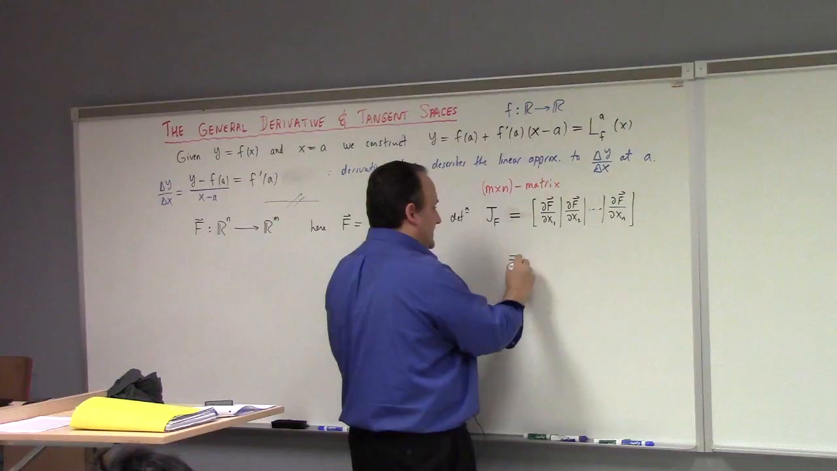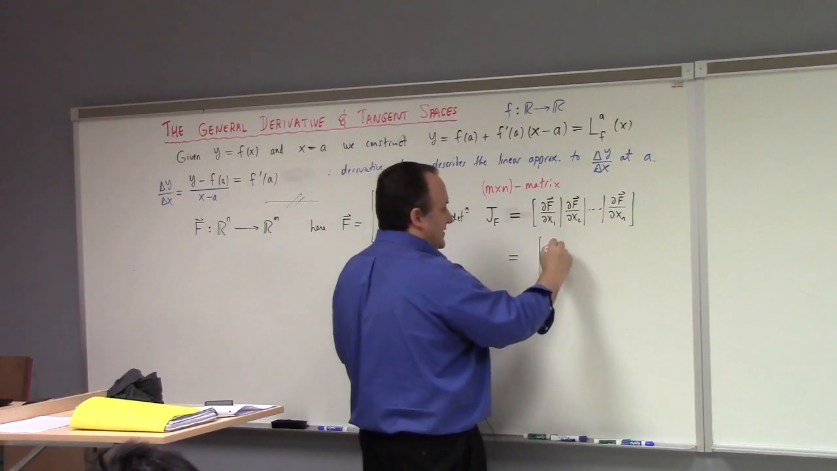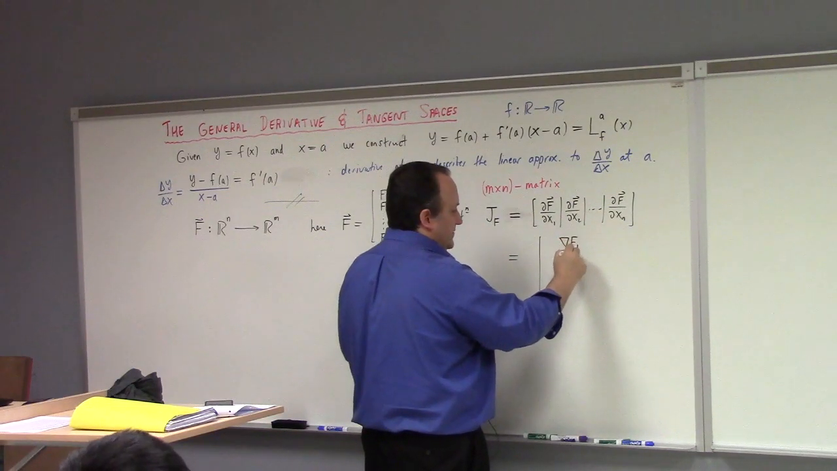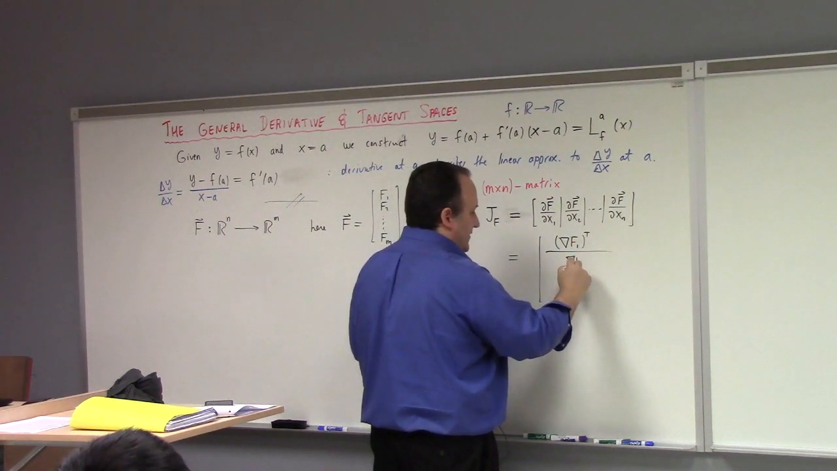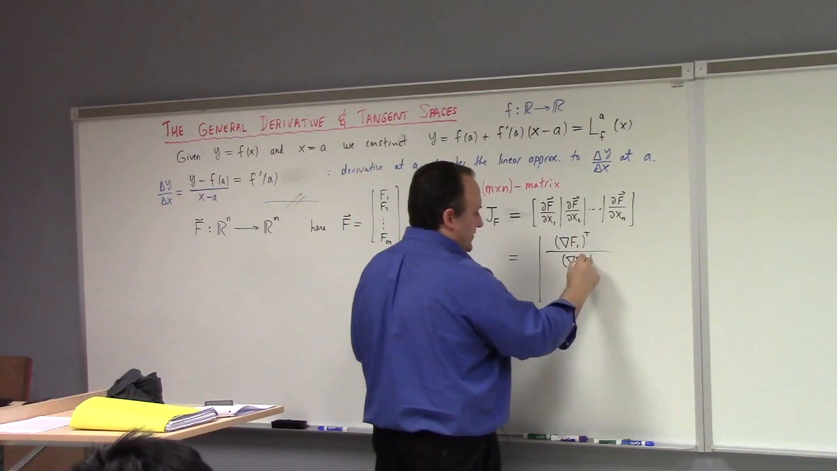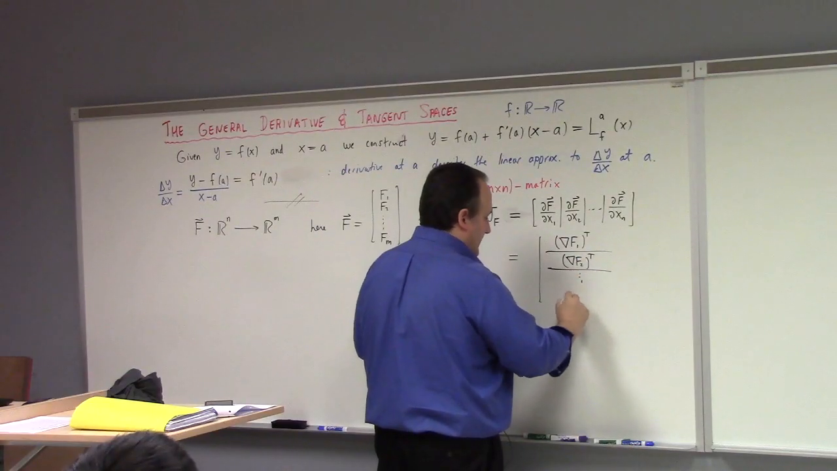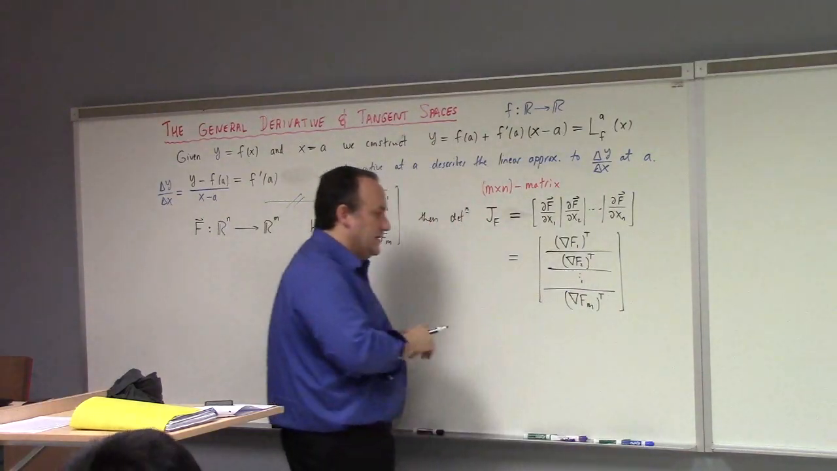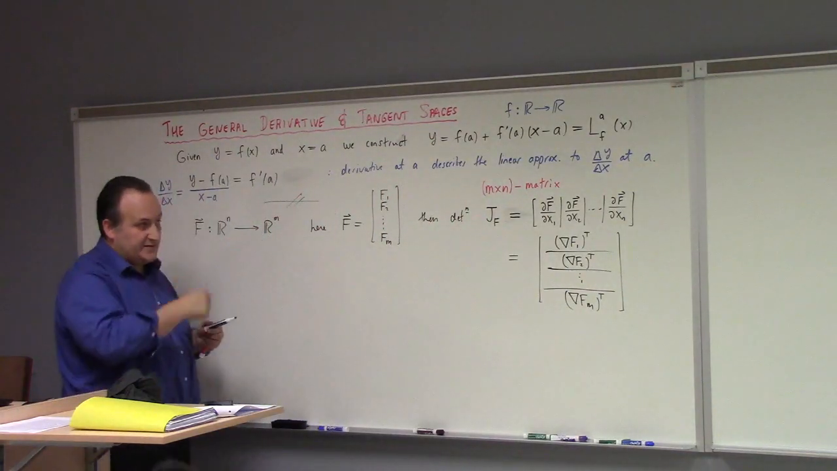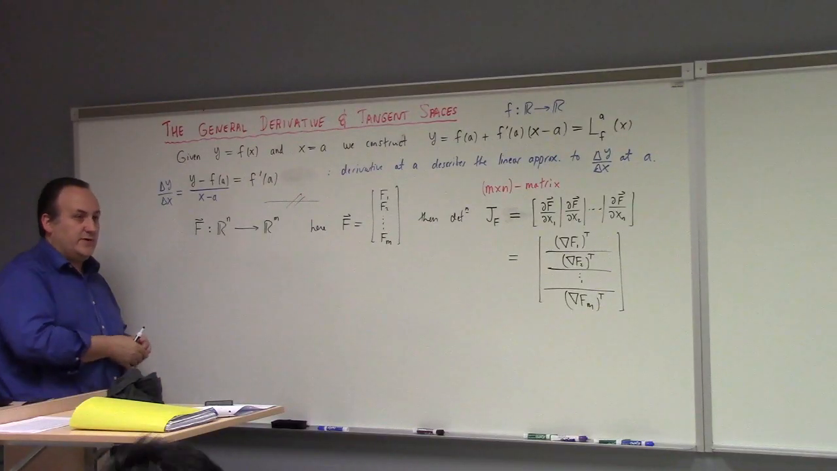We could also write it as a stack of gradients. See, this is actually nabla F1 as a row, nabla F2 as a row. This T is for transpose. Nabla Fm as a row. The T is for transpose again. Technically speaking, my gradient vectors are column vectors, so I need a transpose to make them rows.